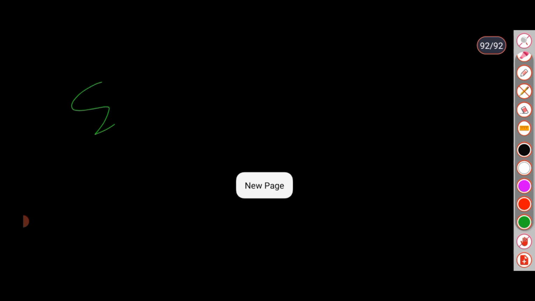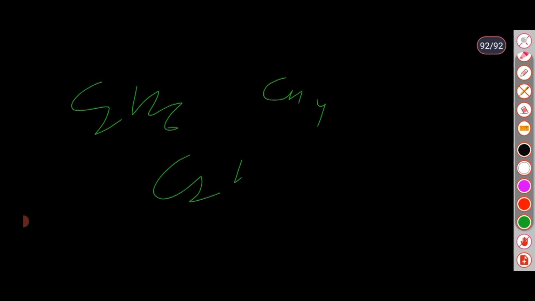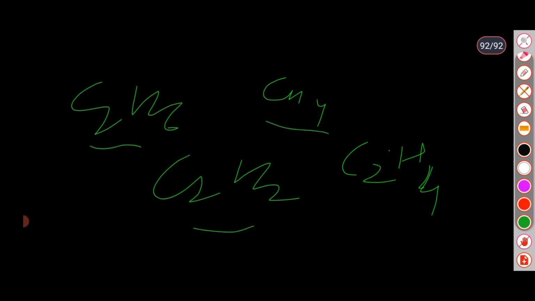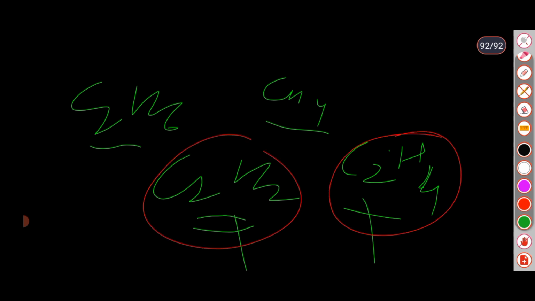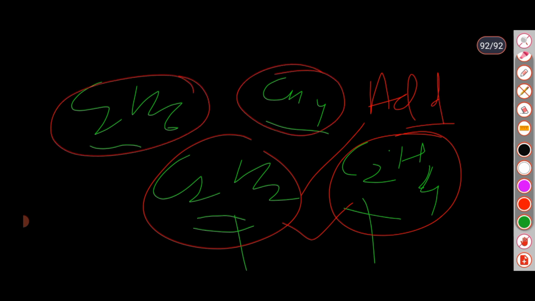Suppose you are given C2H6, CH4, C2H2, C2H4. Which one is showing addition reaction? So this is alkane, this is alkane, alkene, alkene. This is alkyne. So alkyne and alkene are unsaturated. They can show addition reaction. And ethane and methane, these are saturated. They can show substitution reaction. Remember this point.